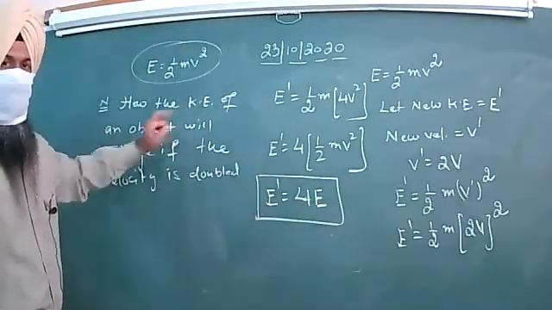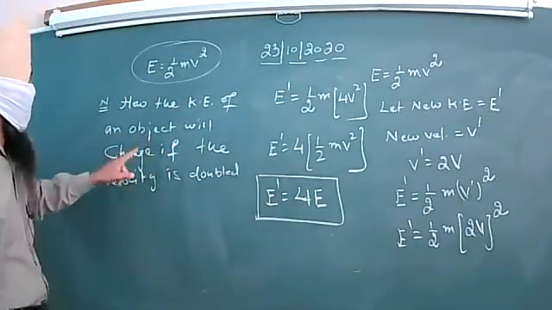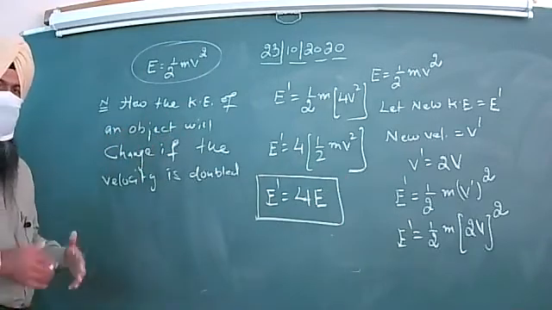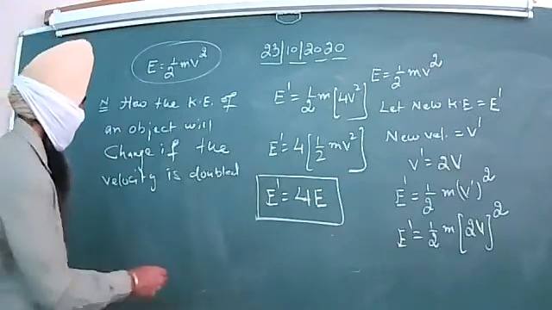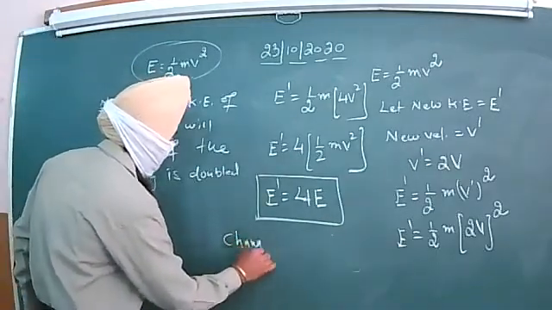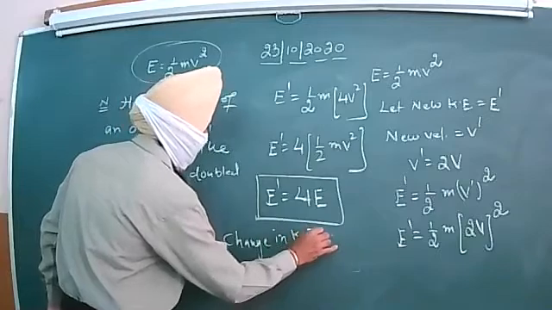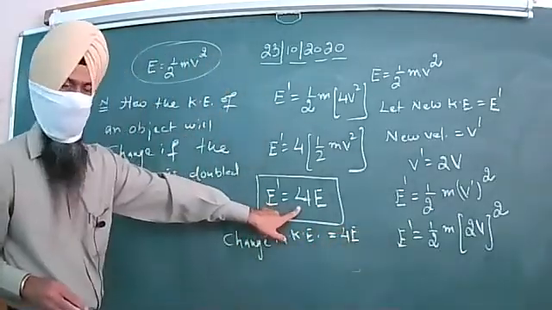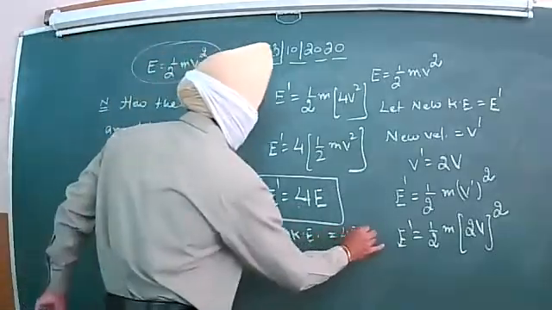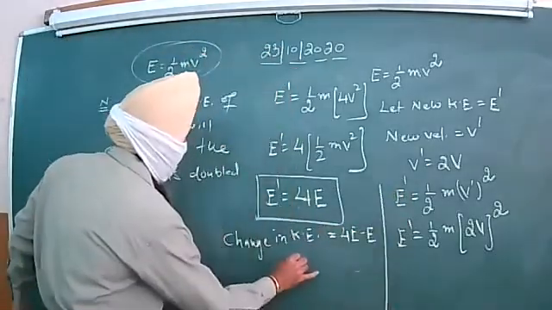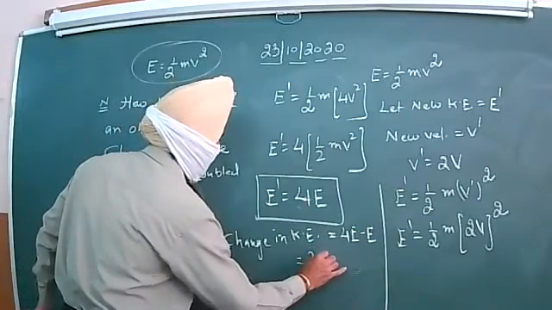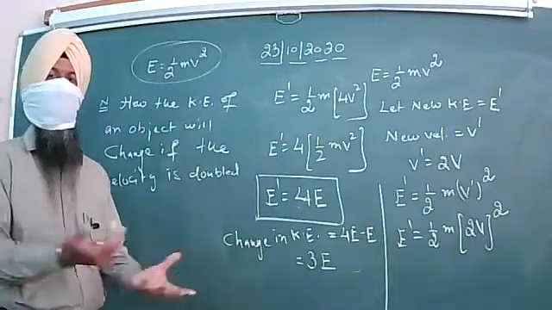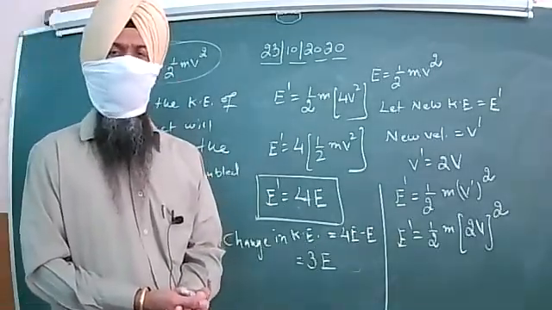If we focus upon the question itself, it is clearly written how the kinetic energy of an object will change. We are to calculate the change in the kinetic energy. So the change in kinetic energy will be equal to 4E, this is the new kinetic energy, minus the initial value, which is equal to E. So for the change, we are getting 3 times the expression for this kinetic energy. So this is how the kinetic energy of the object is changing.